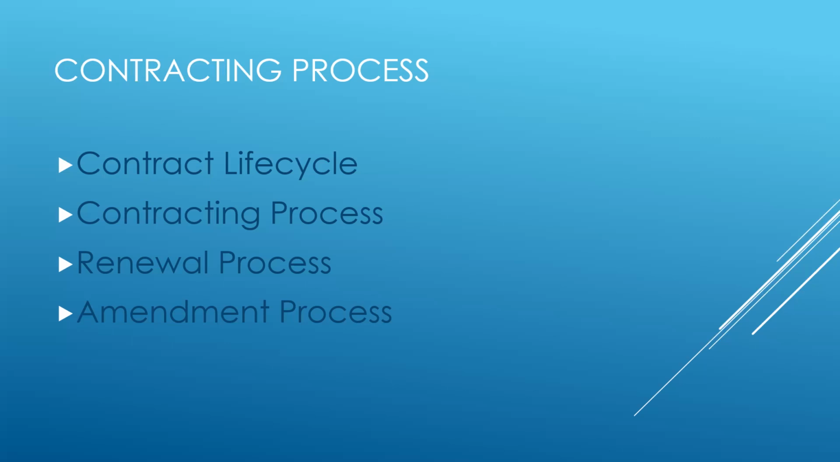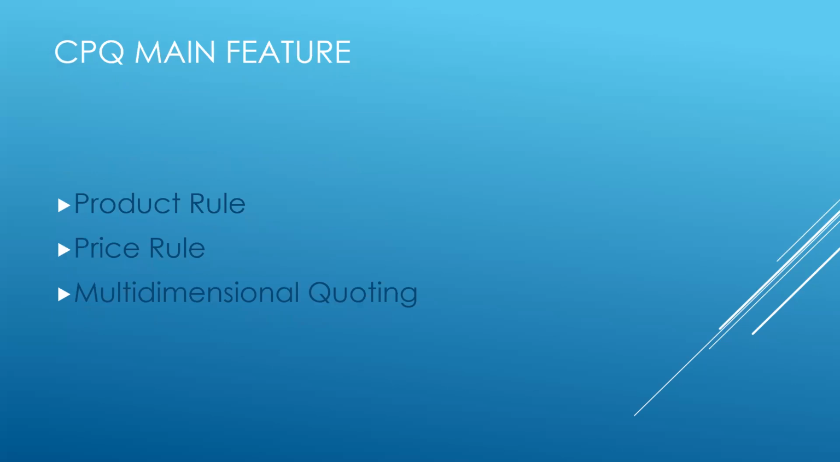But sometimes there are things that the business doesn't want, or they want something specific to their business. For that we have some CPQ main features: product rule, price rule, and multi-dimensional quoting. So what is a product rule? If we have multiple products in the system, like multiple products in a bundle or standalone products, we don't have only bundles, we can have standalone products also. If we want any product to be shown on the basis of quote type, like if we have a renewal and we don't want service to be there, we can easily manage it with product rules.